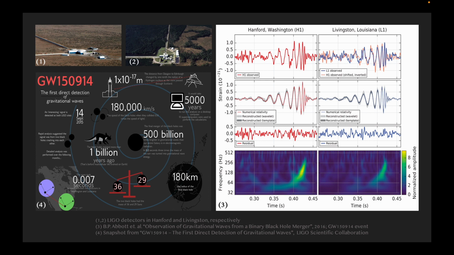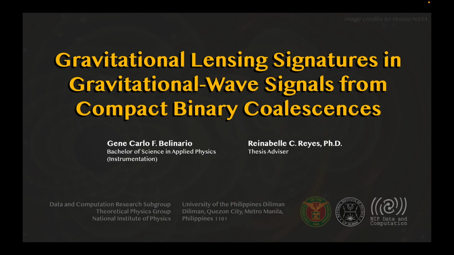black holes merging and radiating an excess mass in the form of gravitational waves, practically confirming Einstein's predictions and opening new avenues for research on gravity, one of which is the notion of lensed gravitational waves. And with much motivation, we investigate the gravitational lensing signatures in gravitational wave signals from compact binary coalescences.